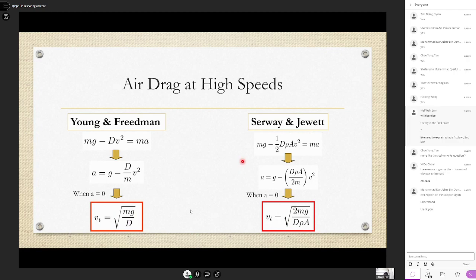For exams, if you are asked to solve this kind of question, we will tell you what to use. But this air drag part is unlikely to come out, because we are more focused on mechanics, not so much on the fluid mechanics part. But it's the same concept.